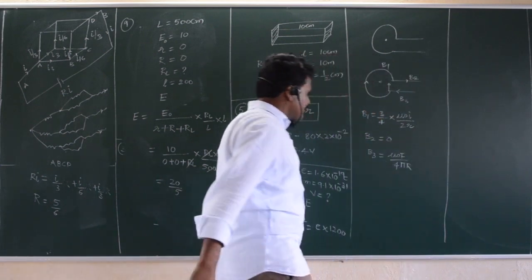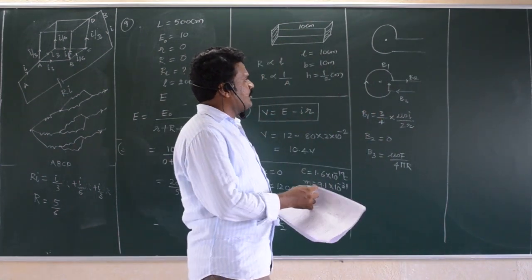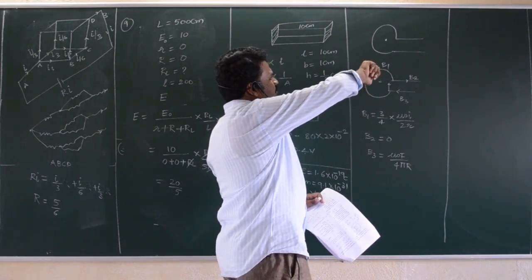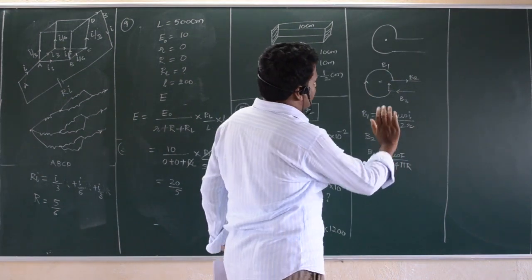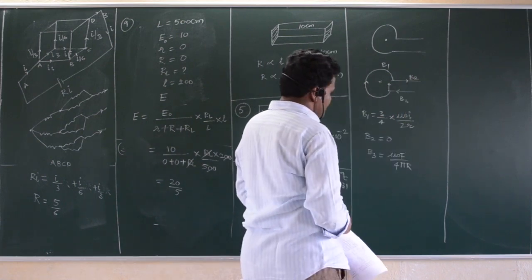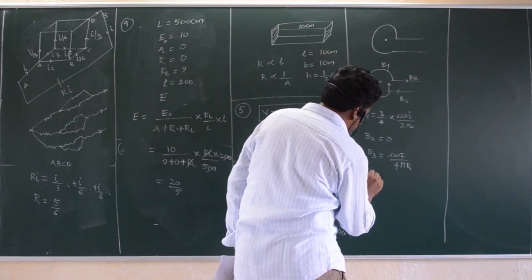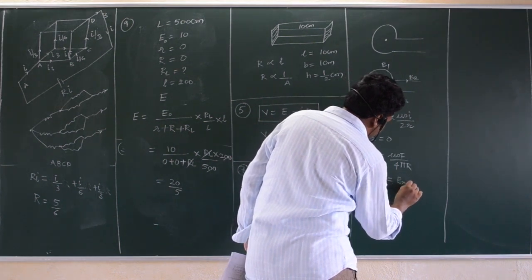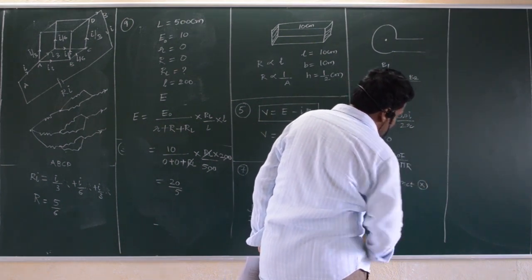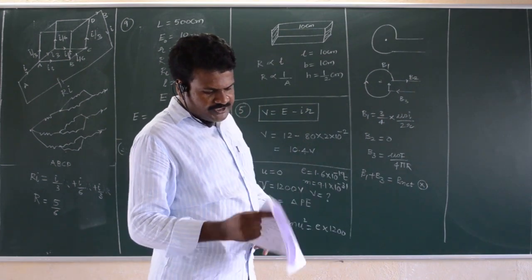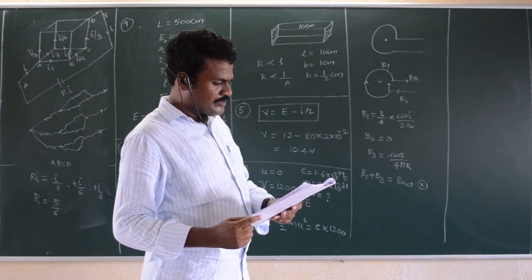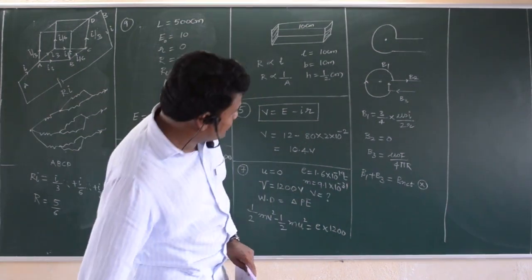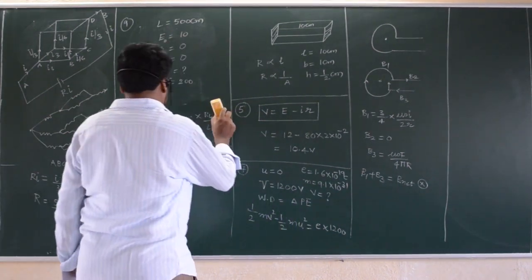Now, let us see the directions of B1 and B3. B1 is into the plane, and B3 is also into the plane. So the answer is B1 plus B3. You just add B1 plus B3 and you will get B net, and both are into the plane of the paper. Next, question number 14. This is based on Curie's law in your NCERT textbook.